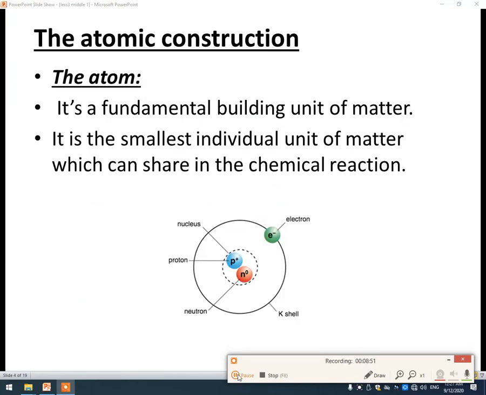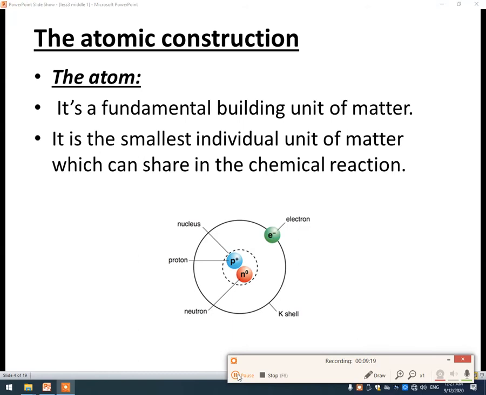And now let's talk about the atomic construction. What do we mean by atomic construction? How is the atom formed? Like you know before, anything around us is called matter, and any matter consists of the simplest pure form of it, which is called the element, and the element consists of molecules. Molecules also consist of the smallest unit of it, which is called the atom.